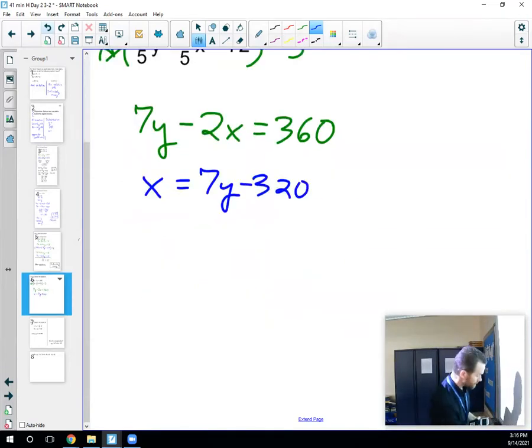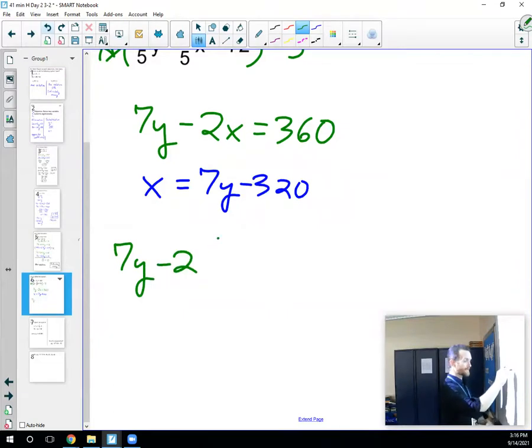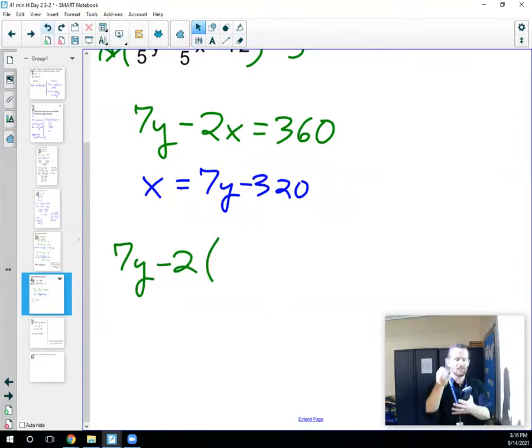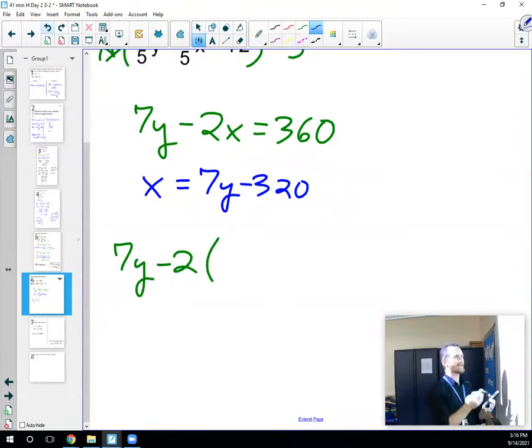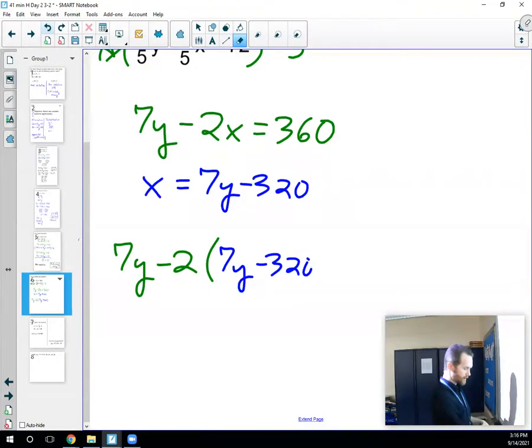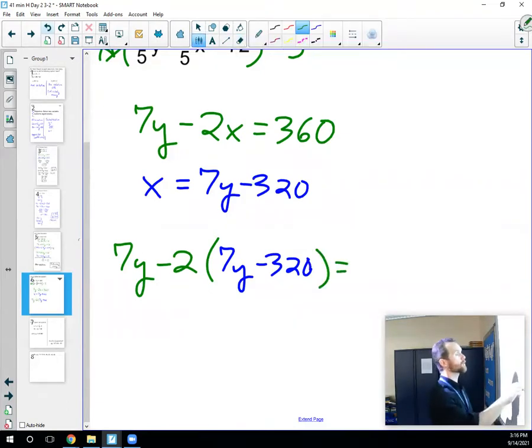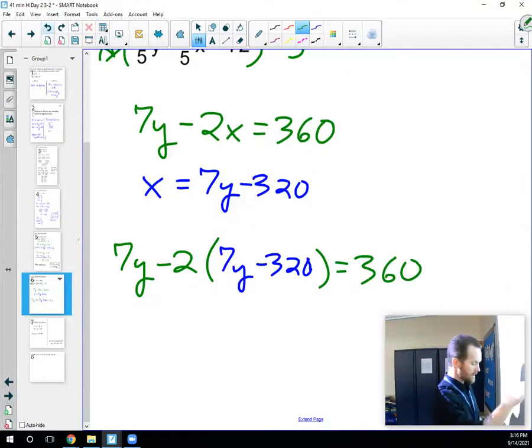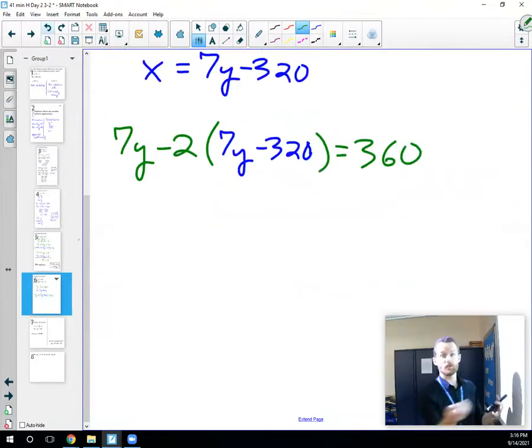And then from here, we can just substitute in. So I rewrite the green equation with 7y minus 2 times, and then since I see an x, I substitute in what x equals. X equals 7y minus 320. Oh, color coding is going wrong. Come on. There we go. Equals 360. And now we can just go through and solve this.